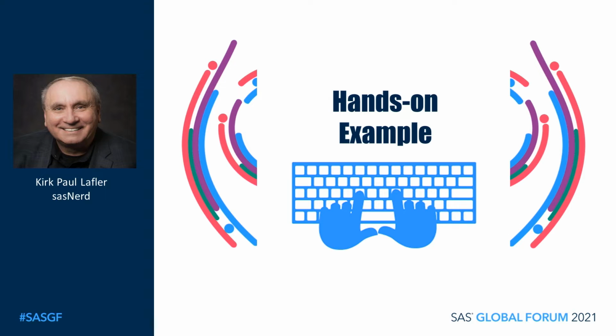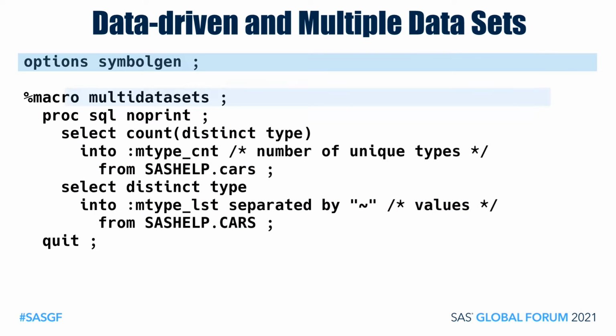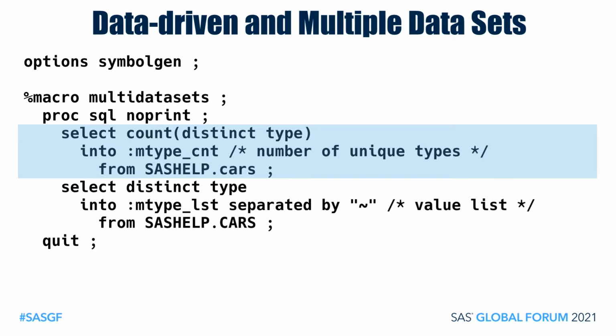Let's take a look at the hands-on code for this example. This data-driven process is going to invoke the SYMBOLGEN option so that we can validate the value that we populate for our macro variables. We're also going to assign a name to this little macro routine using the %MACRO statement. We'll call it multi_datasets. Using PROC SQL and the SELECT query, we're going to use the INTO clause to create our first macro variable. Our first macro variable is going to be called mType_CNT. It's going to represent the number of unique types of vehicles that exist in the sashelp.cars. And we're going to use a COUNT function to determine the distinct values for each type of car.